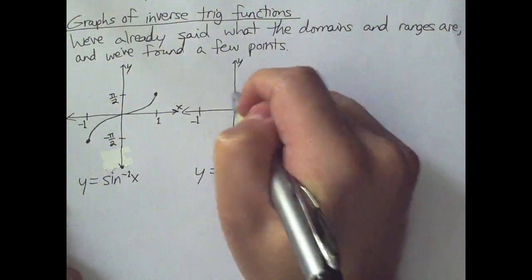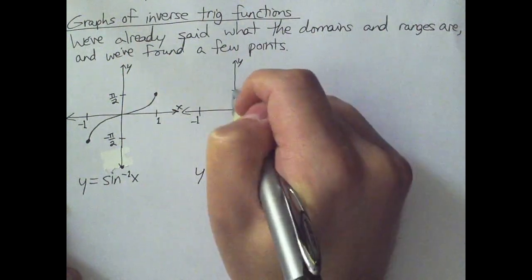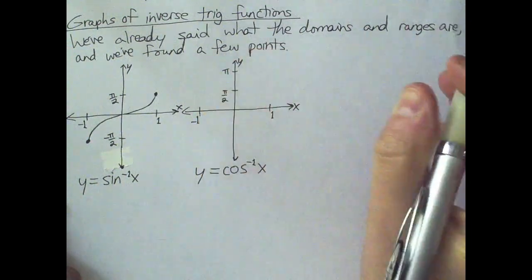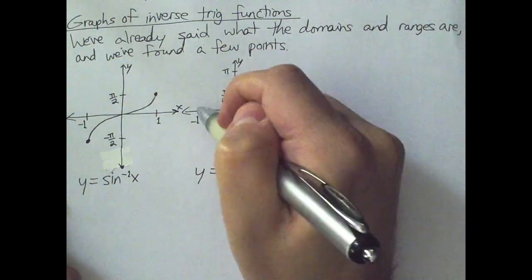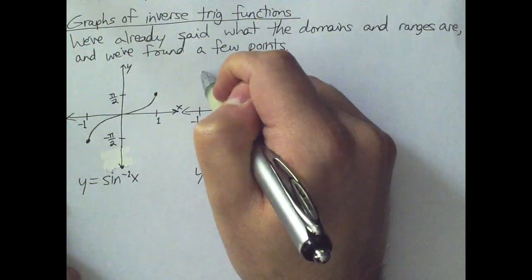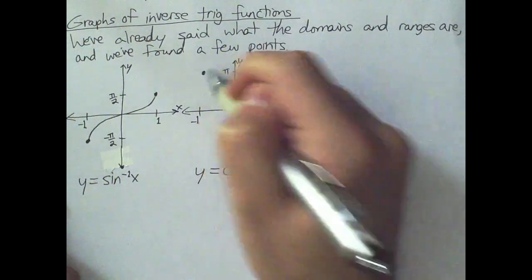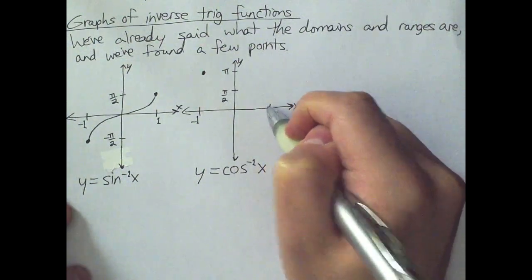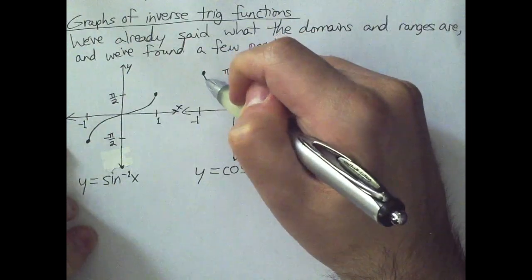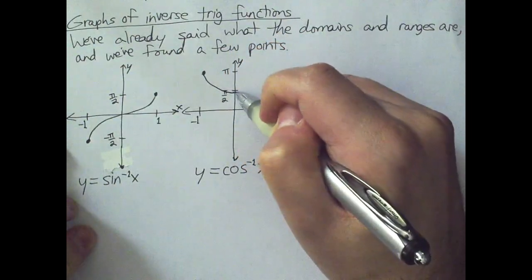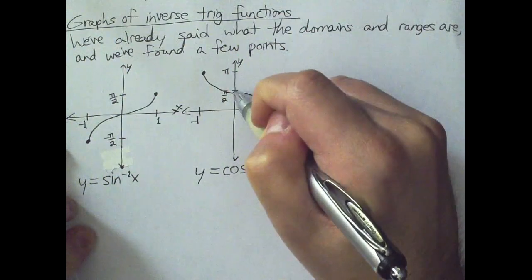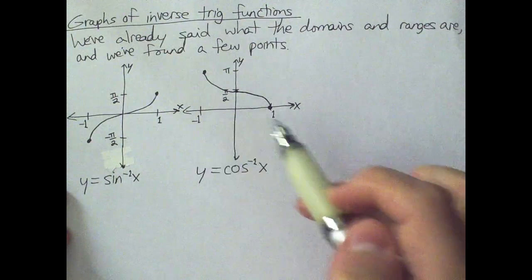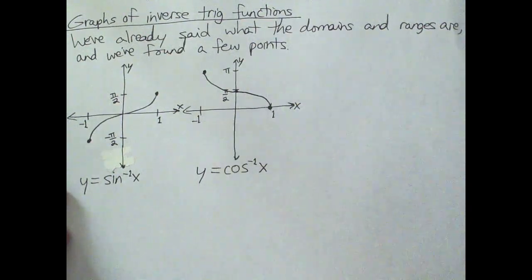And for inverse cosine, let's say this is π/2 and this is pi. Inverse cosine of -1 is going to be pi, and inverse cosine of 1 is going to be 0. And we're going to get a curve that looks like this. So, similar shape, same domain, but it has a different range. It's up here.